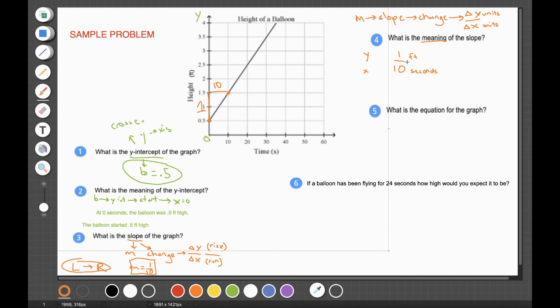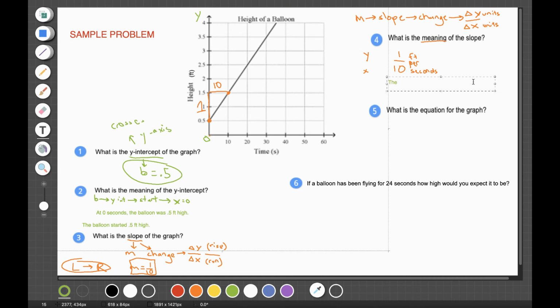1 foot, remember that this is per when we see this fraction bar, per. So 1 foot per 10 seconds. So we've put that into context here. Well, there's the height of a balloon as it travels. Well, how high is the balloon traveling? 1 foot per 10 seconds. So we can put that into a sentence.